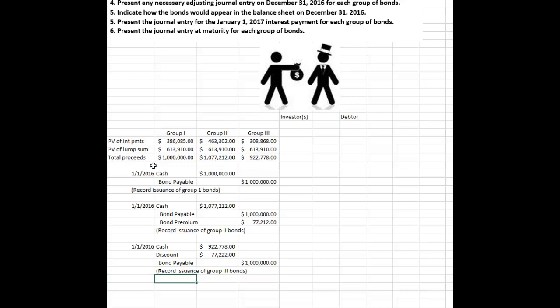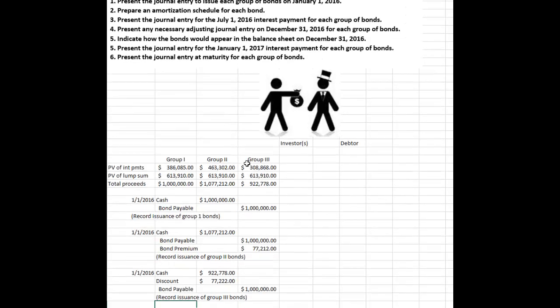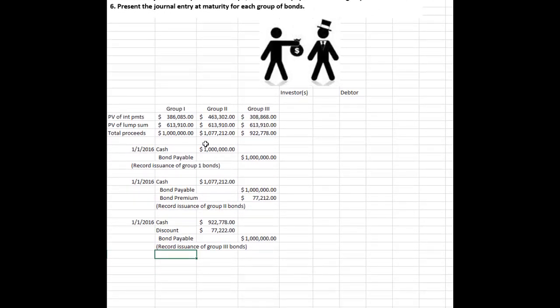Okay, that should conclude this very first requirement here and give you an understanding of how and why it is that we have a bond that sells at what we call par value, face value, a bond selling at a premium or issuing at a premium, and a bond that's issued at a discount, and how we initially record them.